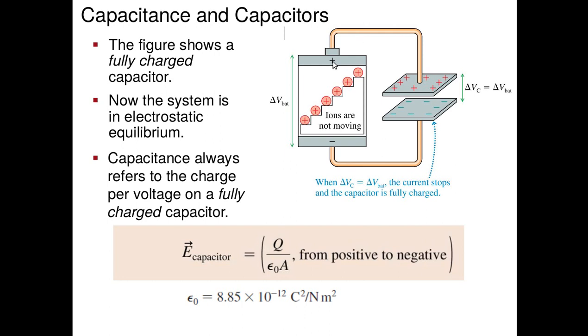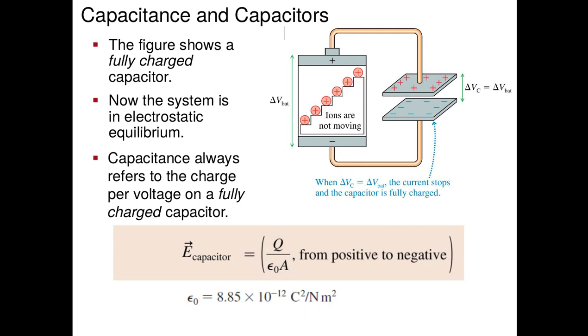So the positive end of the battery is going to attract all the negative charges off of this plate, and then the negative end is going to push all the negative charges onto this plate, right? But eventually we're going to run out of negative charges to move, and then this potential difference across the capacitor is going to be equal to the potential difference across the battery.